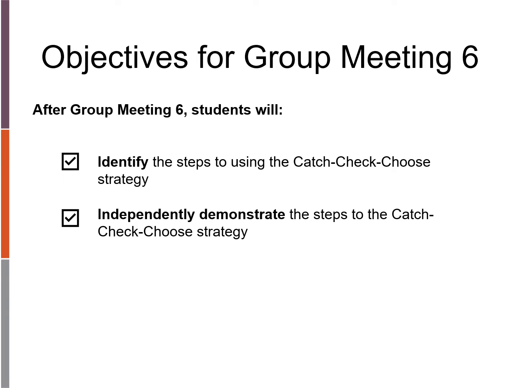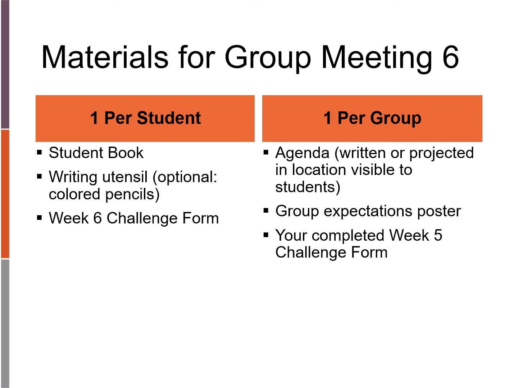Our objectives for students this week are: identify the steps to using catch, check, choose, and independently demonstrate the steps to the catch, check, choose strategy. For this group meeting, each student will need their student book, a writing utensil, and this week's challenge form. One optional material for students is colored pencils. To run the group meeting, you will need the agenda, the group expectation poster, and the challenge form that you completed from last week.